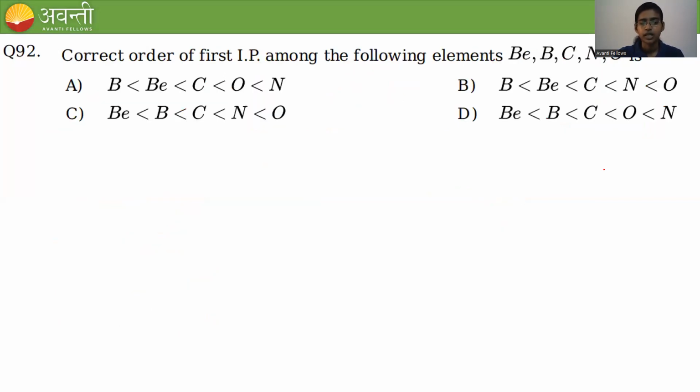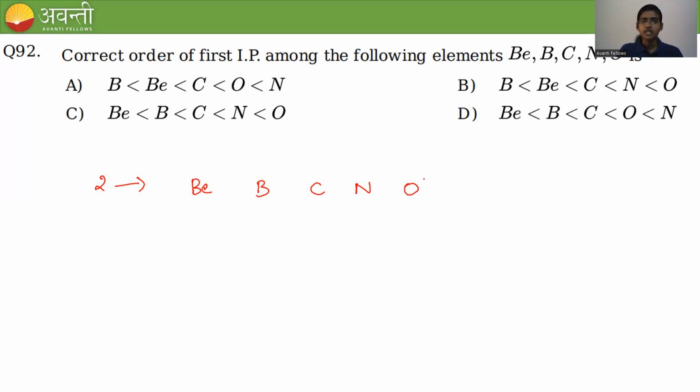And coming to question number 92. The correct order of the first ionization potential among the following elements, beryllium, boron, carbon, nitrogen, and oxygen is. So all the 5 elements belong to the second period, right? Second period starts with lithium, beryllium, boron, carbon, nitrogen, oxygen, fluorine, neon. But these 5 elements are given from the second period in this question.